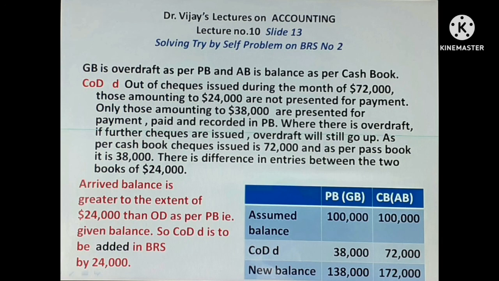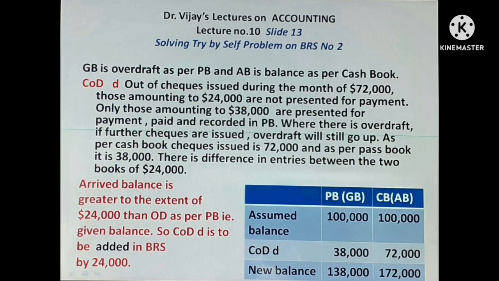In cash book, 72,000 has gone up. In passbook, only 48,000 has gone up. So, as per cash book, overdraft is a higher amount. Cash book is the balance to be arrived at, it's a higher amount. So, the item is to be added. Let us look at the model.